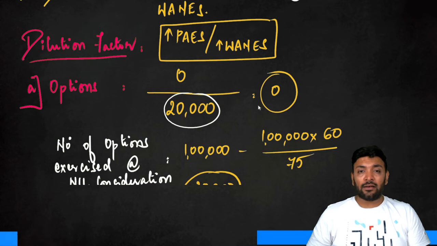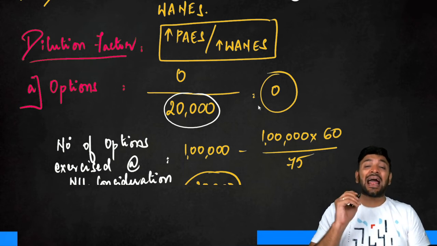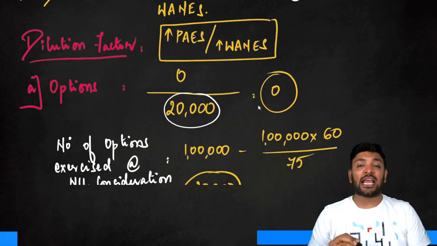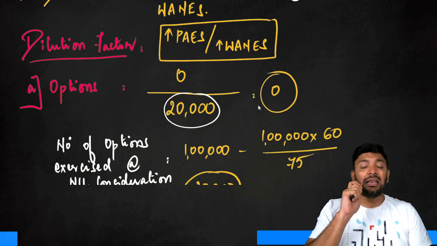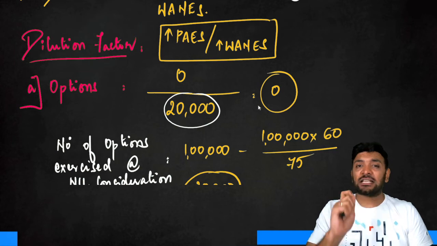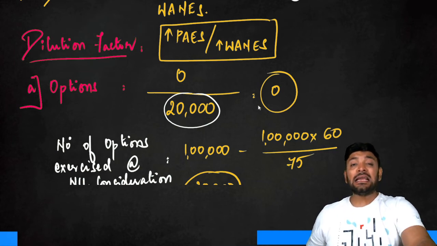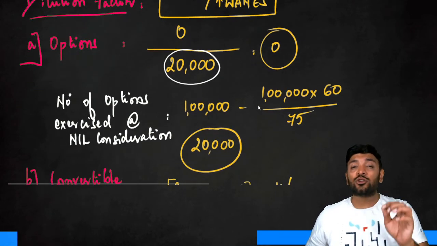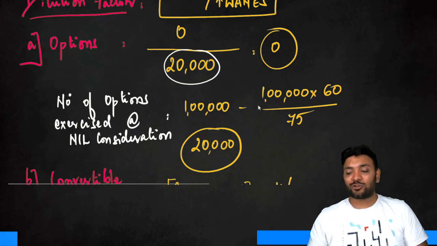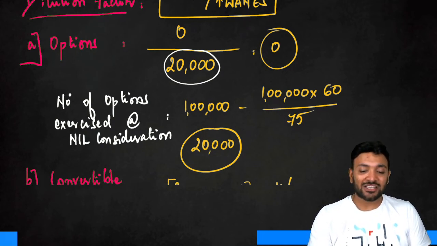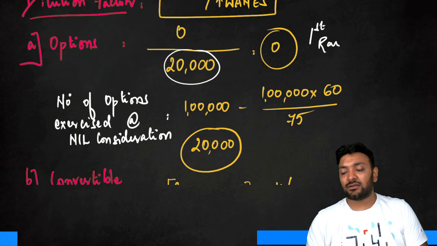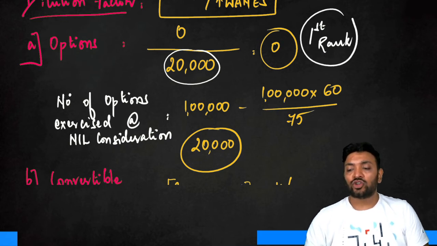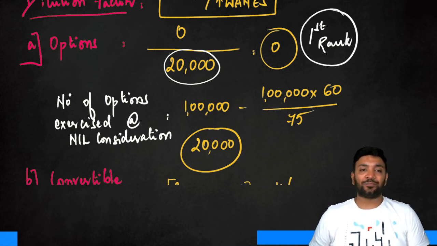For you to get it, first thing that you need to do is rank each potential equity share on the basis of their dilution factor. The least dilution factor gets the best rank. Okay? Least dilution factor gets the best rank. So the first rank should always go to options. No doubt about it. Because they are those which are the least in dilution factor. So the first rank goes to options.